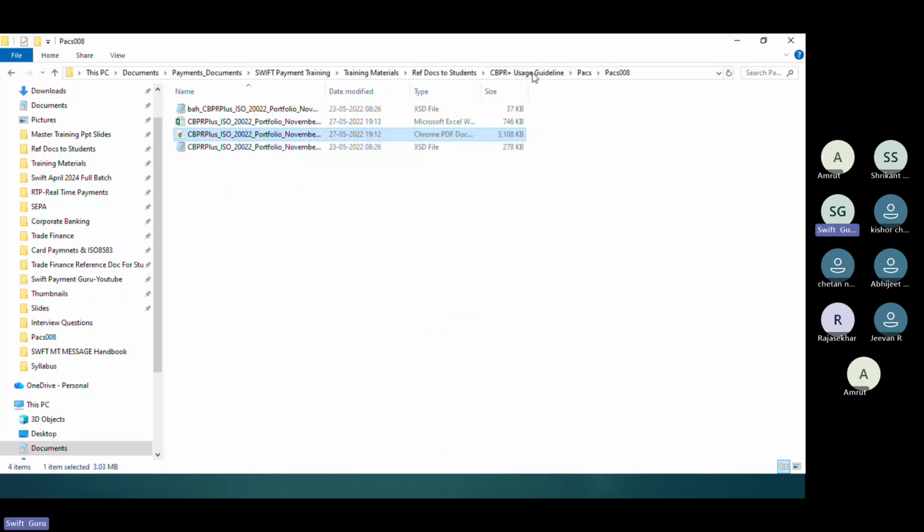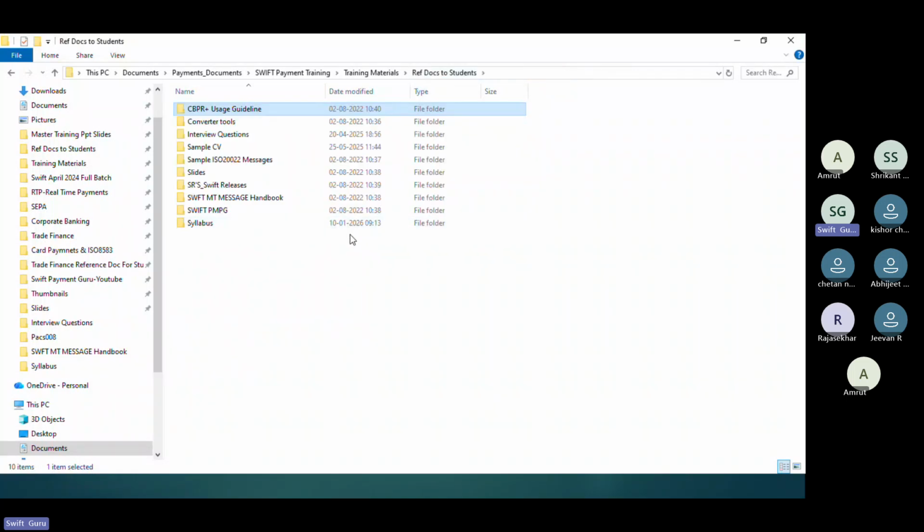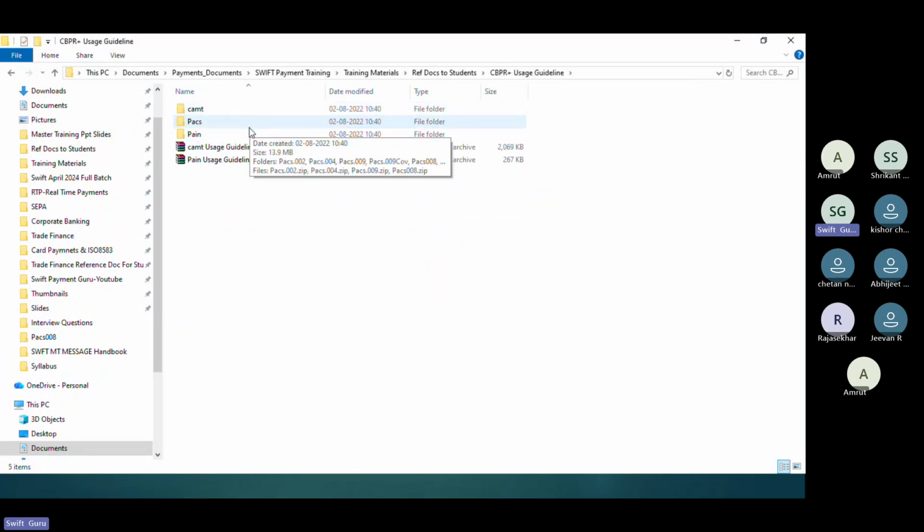So what I was saying is, as part of this training, you're going to get a lot of artifacts from our side. That is not only going to help you learn, but also while you are on the job, you can time and again refer to it. So the first thing is the CBPR Plus usage guideline documents. You can see my screen right now. Yes, visible.